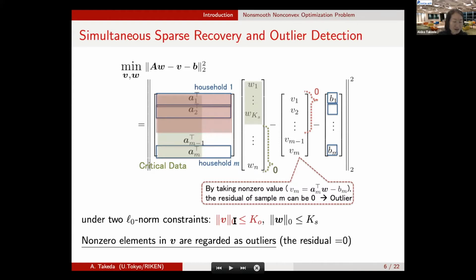So in this case, two L0 norm constraints appear in one problem. Again, this is a good example of our formulation. So we can deal with those problems by the formulation I showed before.